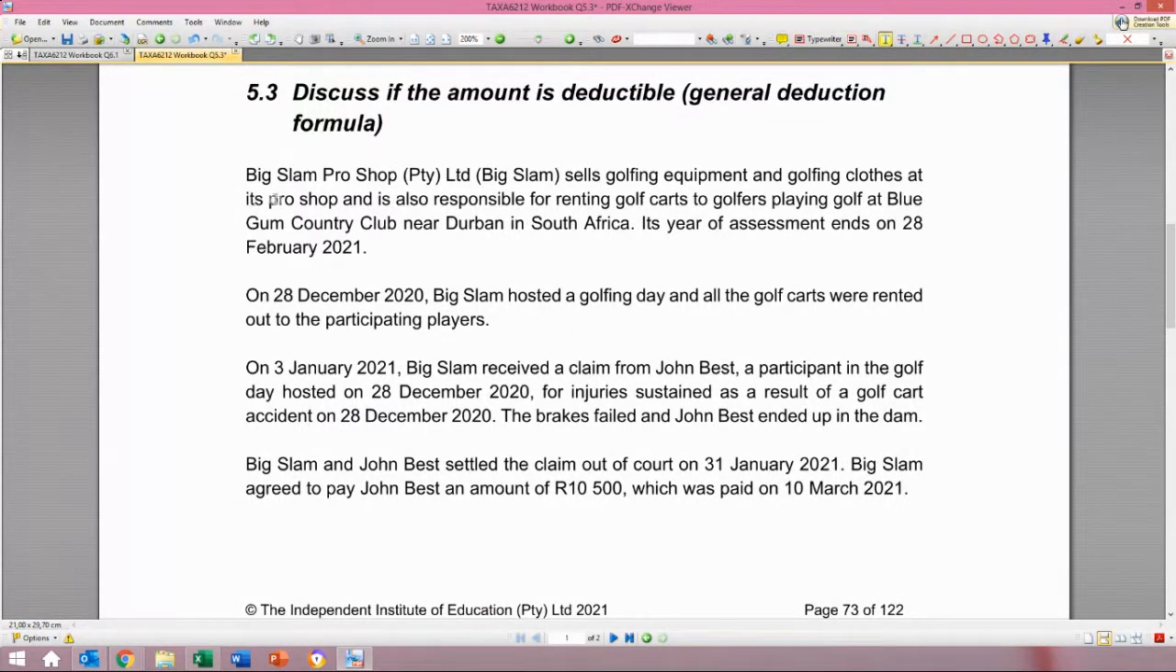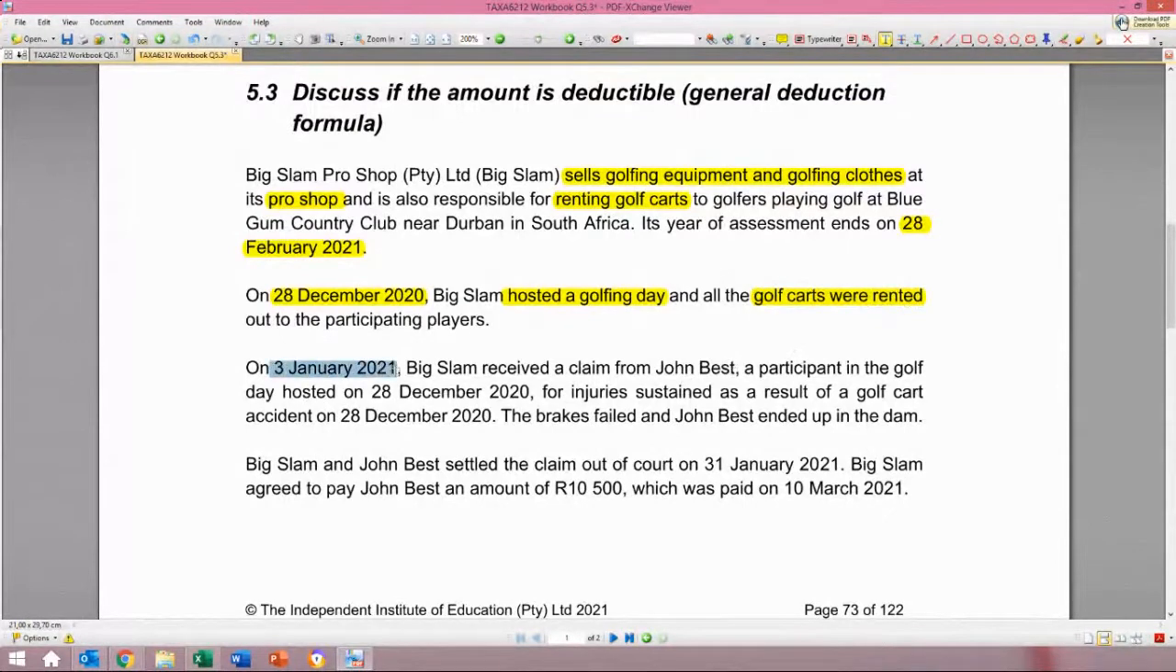So the first thing they tell you is BigSlam sells golfing equipment and golfing clothes at its pro shop and is responsible for renting golf carts to golf players. So they also rent golf carts at the pro shop. And then they tell you the year end is 28 February. Then on 28 December, they hosted a golf day where golf carts were rented. So they hosted a golf day and they rented golf carts out.